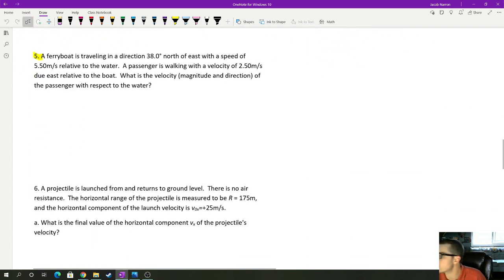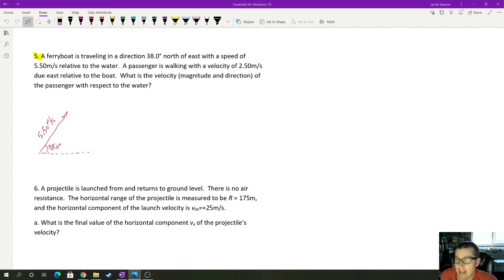Ferry boat is traveling in a direction that is 38.0 degrees north of east. All right, so once again, let's go ahead and get started by drawing a picture here. So this is 5.50 meters per second, okay, at an angle of 38.0 degrees. Obviously, I'm not drawing this to scale. That is definitely not what 38 degrees looks like, but it'll work. And this is all relative to just some x-axis, which I guess is east, because this is based on east. At a speed of 5.50 meters per second.